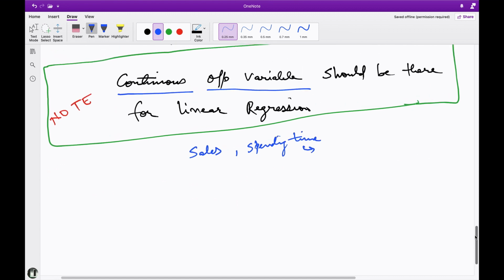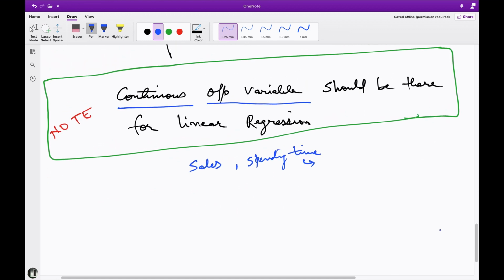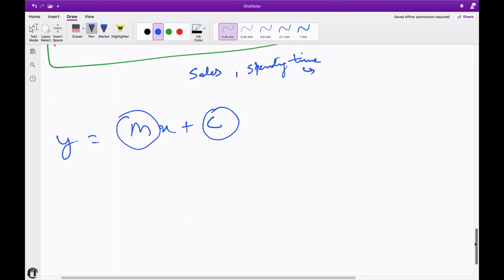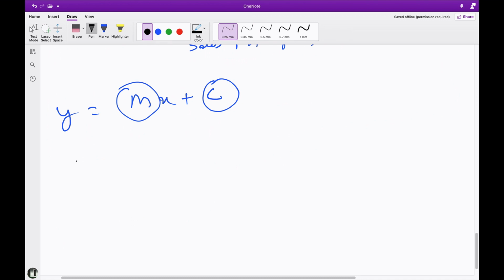Now before I go much in depth into how this best fit line is getting plotted, we need to study two things. One is the cost function and the second one is gradient descent. When I discuss these two topics, then with the help of these two, we try to optimize this m and c of the equation y = mx + c. So here we have to optimize these two values. So first I will discuss the cost function.